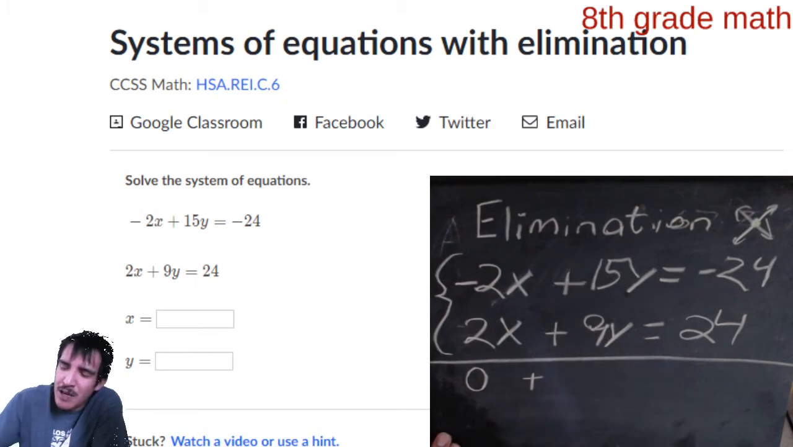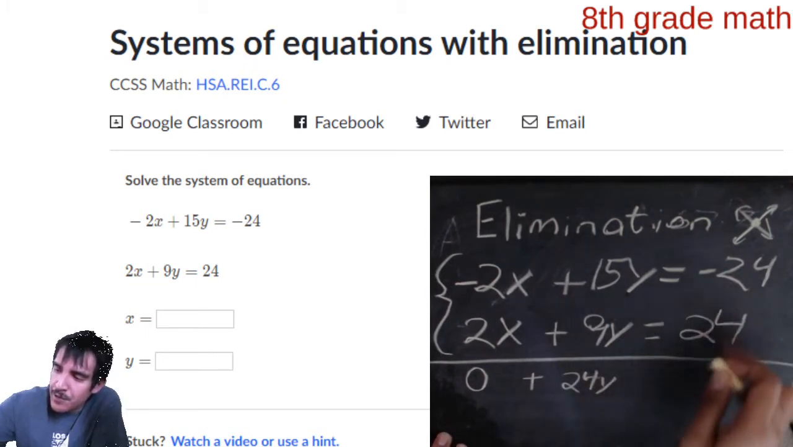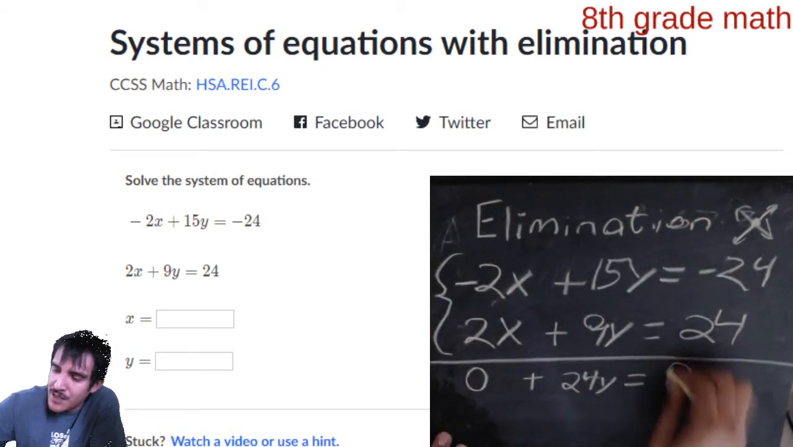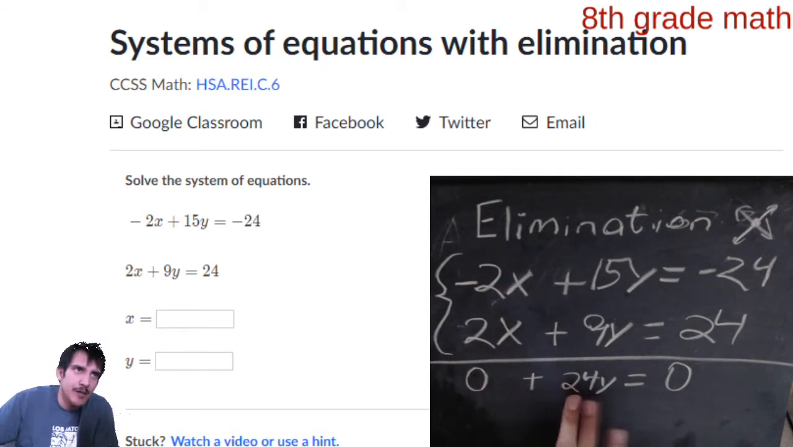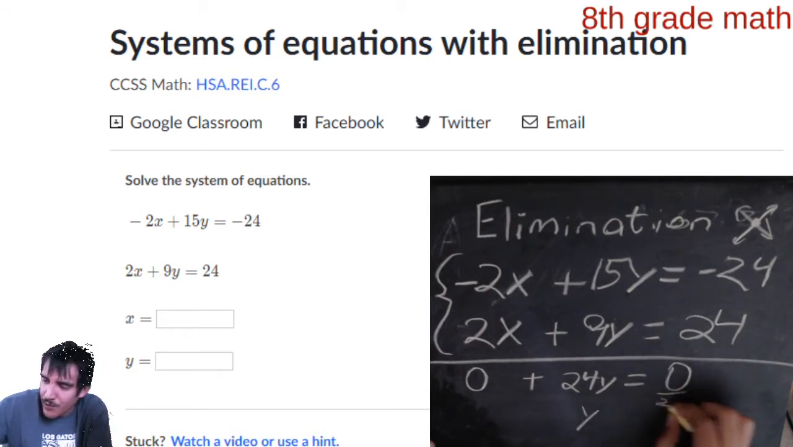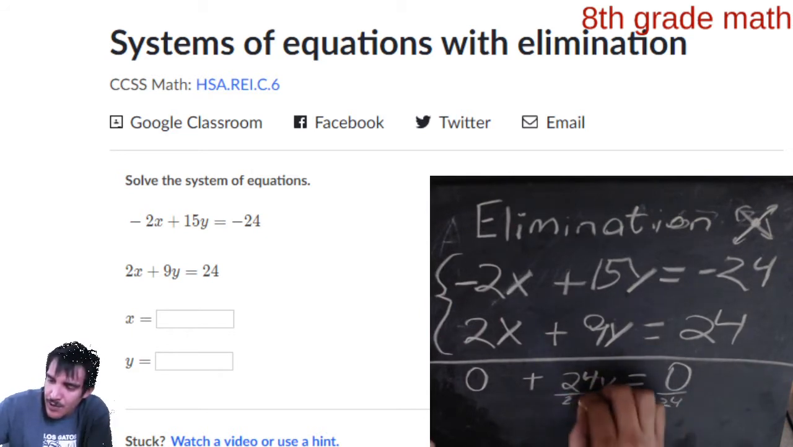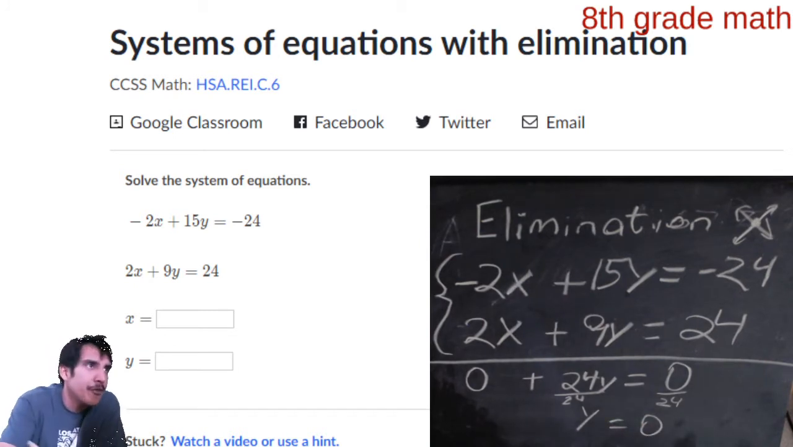15y plus 9y equals 24y. And negative 24 plus 24 equals 0. So we have the equation 24y equals 0, which really means if you divide both sides by 24, you'll get y equals 0. So we have found one of the variables. All right? You see how easy that was?